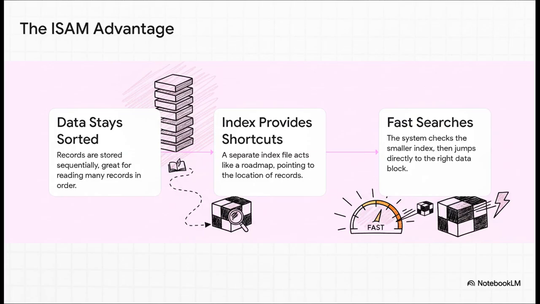Let's just walk through why this is so cool. First, your main data file is kept neatly sorted, which is awesome for things like generating a big report. Second, that separate index acts like a shortcut, like a roadmap. So instead of reading the entire massive data file, the database just reads the tiny little index to find out where to go. And that makes searches incredibly fast. You get the benefits of sorted data with a super quick lookup system.